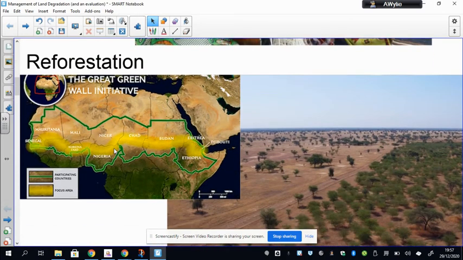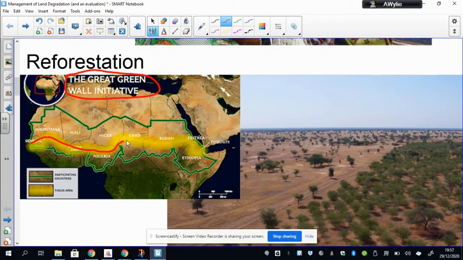Solution number three is probably one of the largest solutions to land degradation seen anywhere in the world. The idea is reforestation. In Africa, it's called the Great Green Wall Initiative, that you can see up here. And the idea is to plant millions of trees across this belt just south of the Sahara in the Sahel. And here you can see a picture of some of the land that's been reforested compared to this land over here, which has not been reforested.